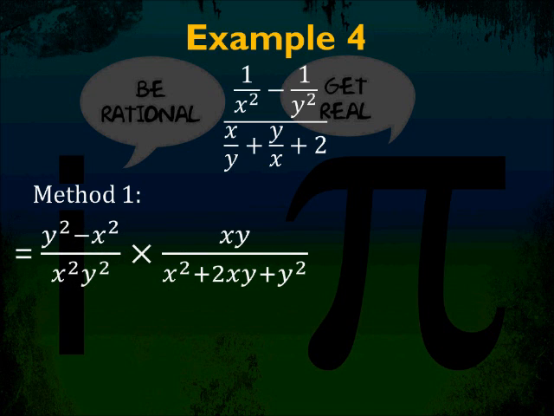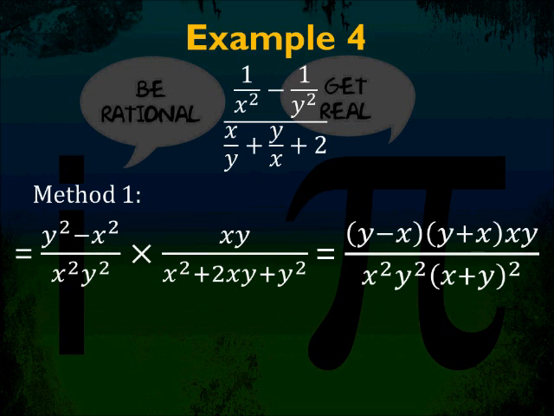And you can start canceling stuff out after you factor. So we factor the top and the bottom, and we get (y minus x)(y plus x) times xy all over x squared times (x plus y) quantity squared. Well, one of the x plus y's cancels with the y plus x upstairs. The xy upstairs cancels out one of the x's and y's downstairs. So you're left with this answer, y minus x all over xy times (x plus y).